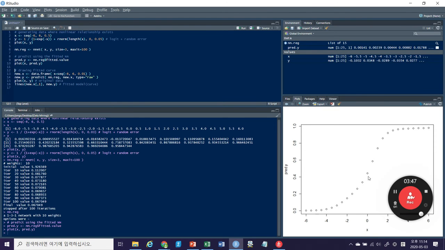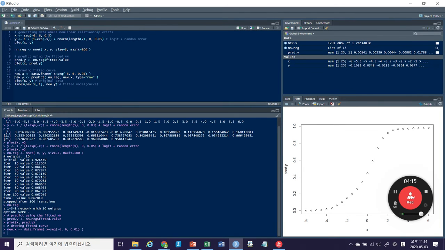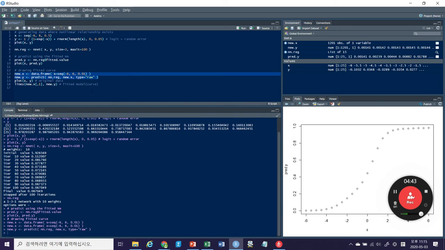Okay, now you can see that it's quite sigmoid function shaped, right? And then to draw a fitted line, what we do using this command is make a data frame. We generate more x values where the increment is a quite small value, 0.01, from -6 to 6 using this seq function. That is new x. And then for those new x values, we predict the y value using the predict function, and its first input argument is nn.reg. We put those new x values in it, and then predict the y value. And the type is raw, which means that we're going to predict continuous numbers for the predicted value. And then we plot those things.